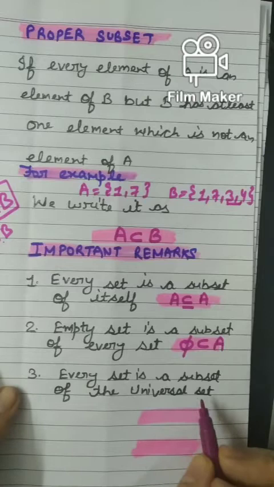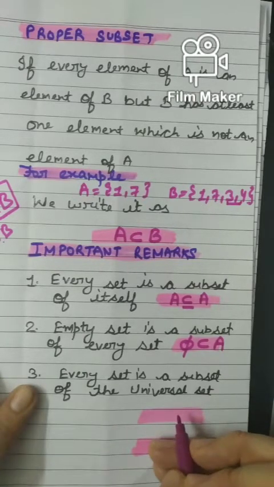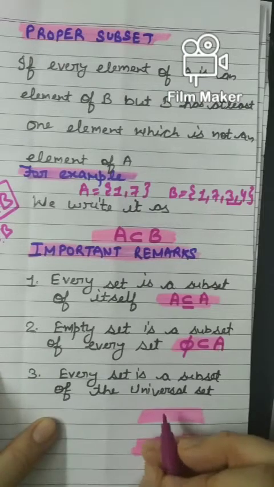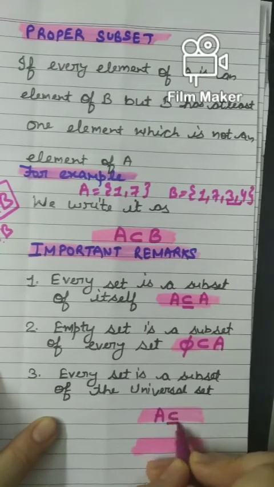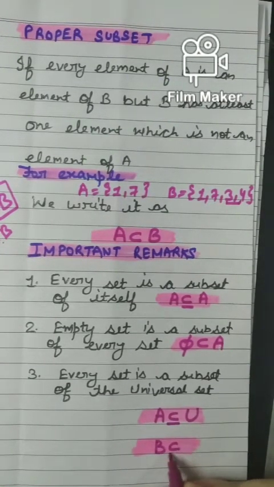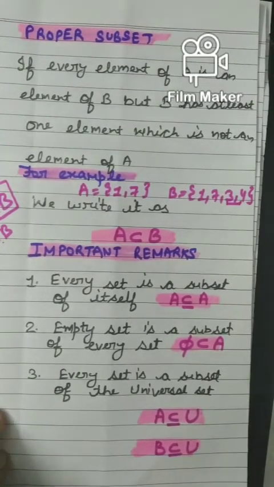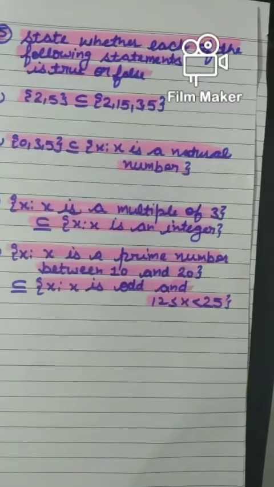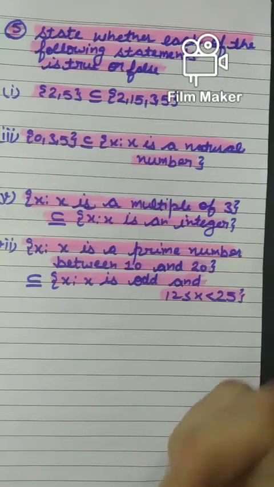Next, every set is a subset of the universal set. We know that universal set is the biggest set which contains the sets under consideration. So definitely A is subset of U. If we have two sets A and B, B is also subset of U. A and B both are subsets of U. Means they are contained in U. Clear? Yes.